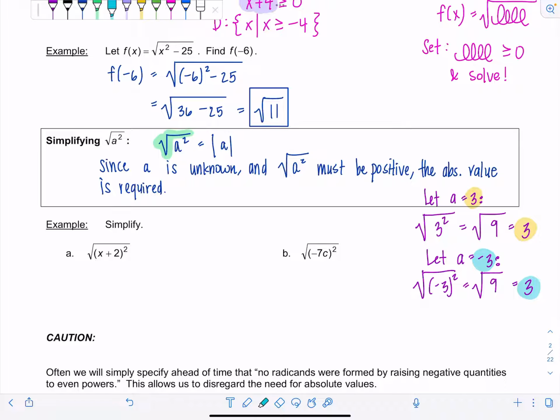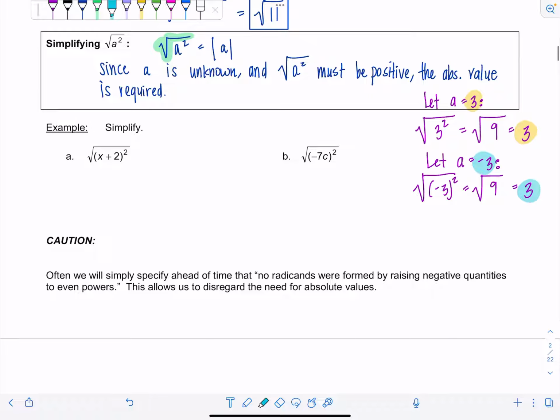Okay, so let's simplify. We have the square root of (x plus 2) squared. So basically taking the square root of this squared quantity, they'll undo each other. But since we have a variable underneath the radical, I need to put absolute value. That's it. Then we have the square root of (negative 7c) squared. This is going to be the absolute value of negative 7c. You could simplify that a bit more, but I'll just leave it there for now, okay?